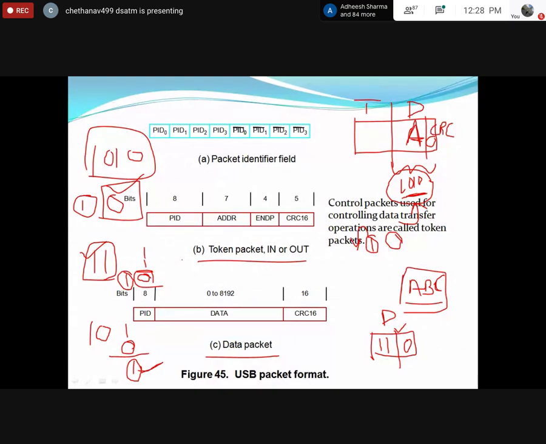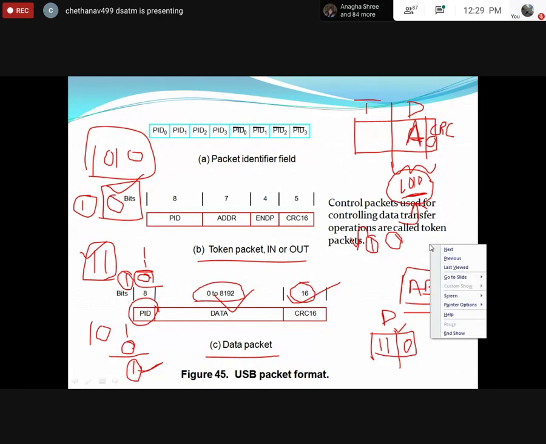So I have explained what the data is, and along with the data, what the CRC code is. If your data is around 0 to 8192 bits, then you can include 16 bits of CRC code. That's the capacity. And we have one more piece of extra information in the packet, the PID. What is PID? PID means the packet identifier number. PID will be 8 bits of data.